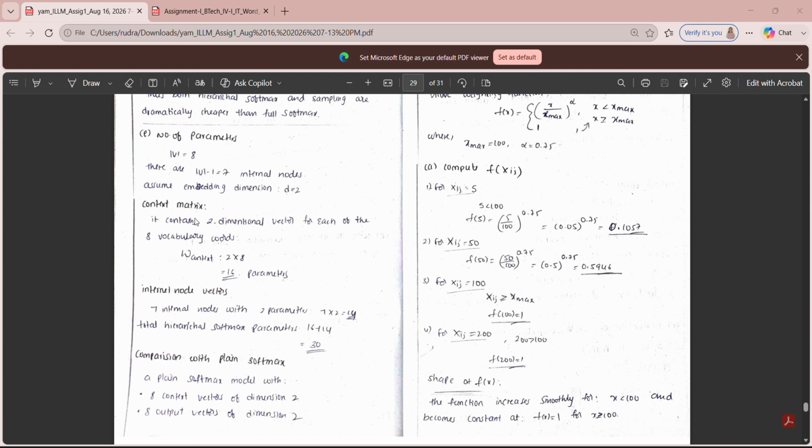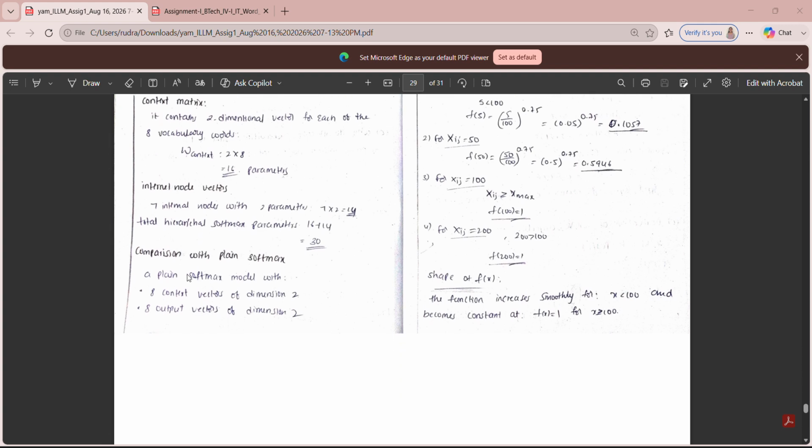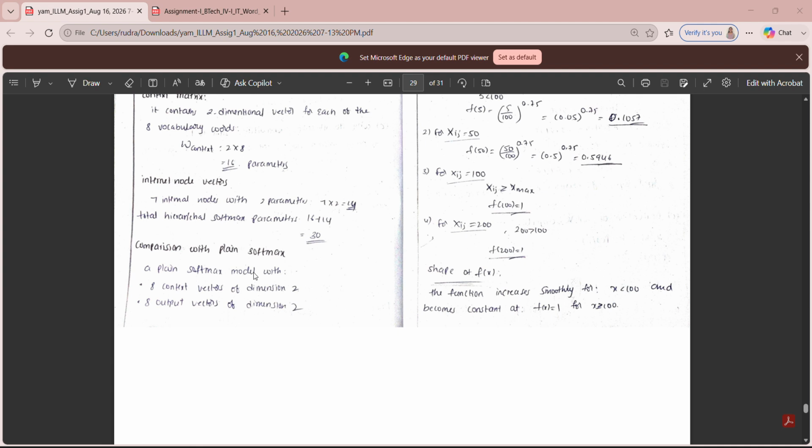Number of parameters: context matrix compared with plain softmax. A plain softmax model with 8 context vectors of dimension 2 and 8 output vectors of dimension 2 has 32 parameters. Hierarchical softmax has 30, plain softmax 32. So they are of essentially the same order. It is mod V times d.